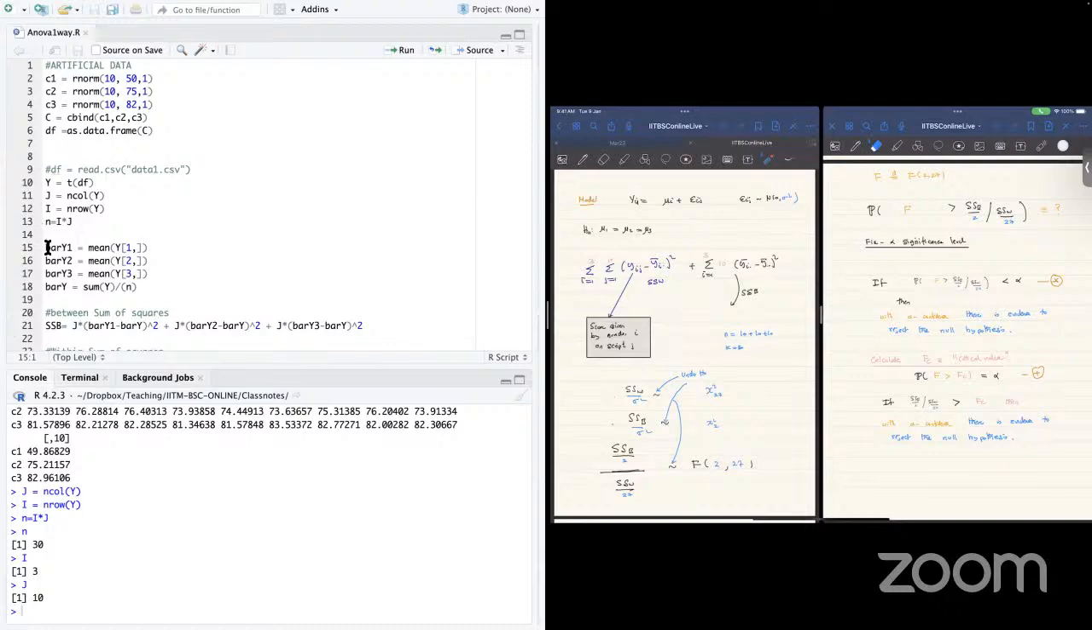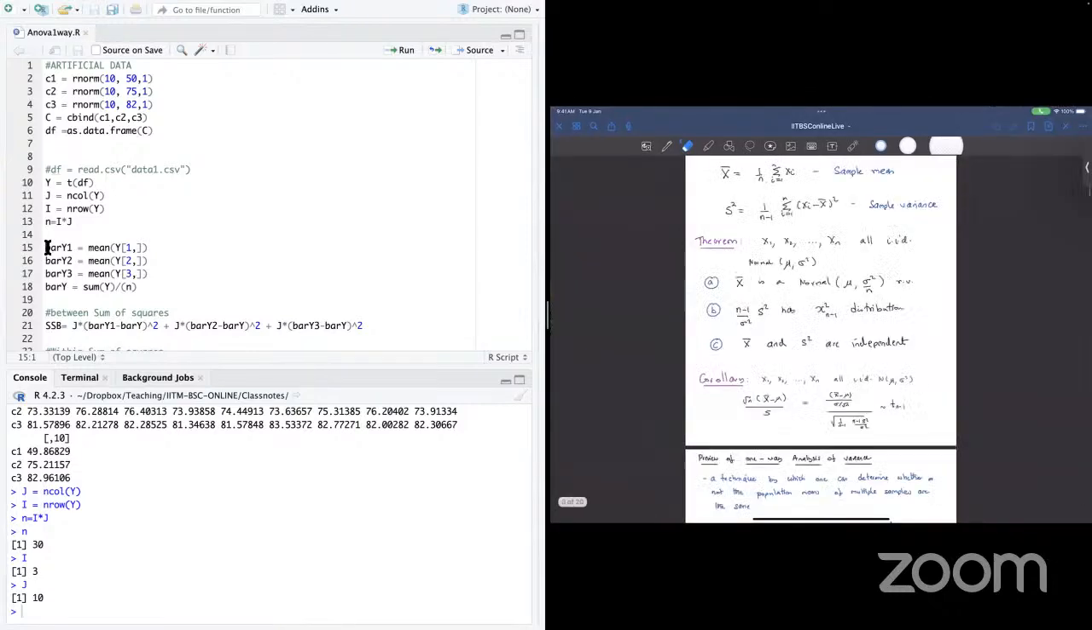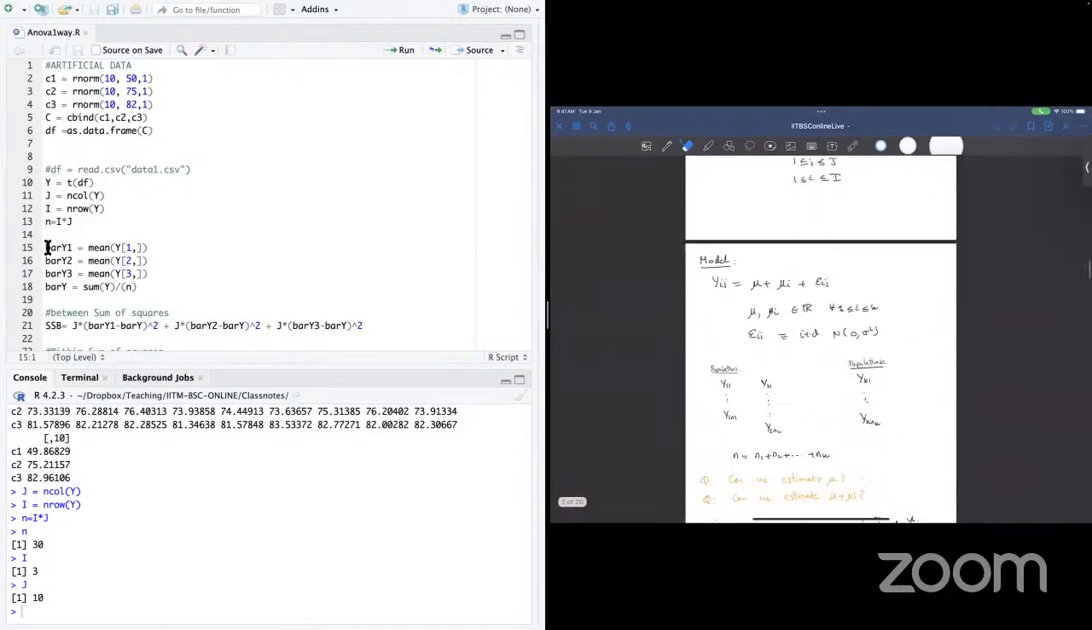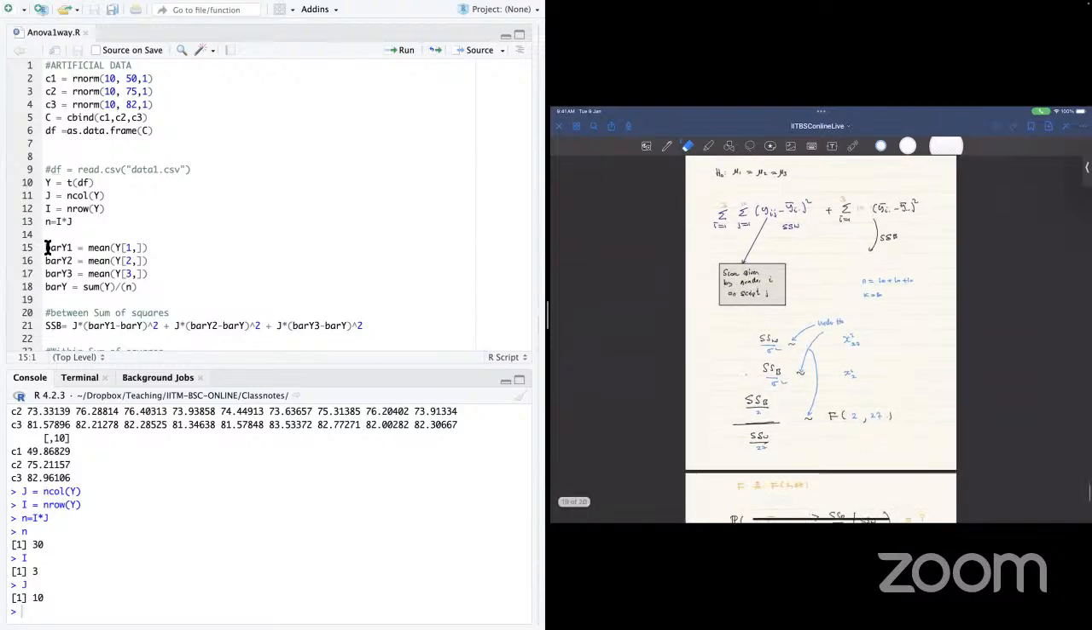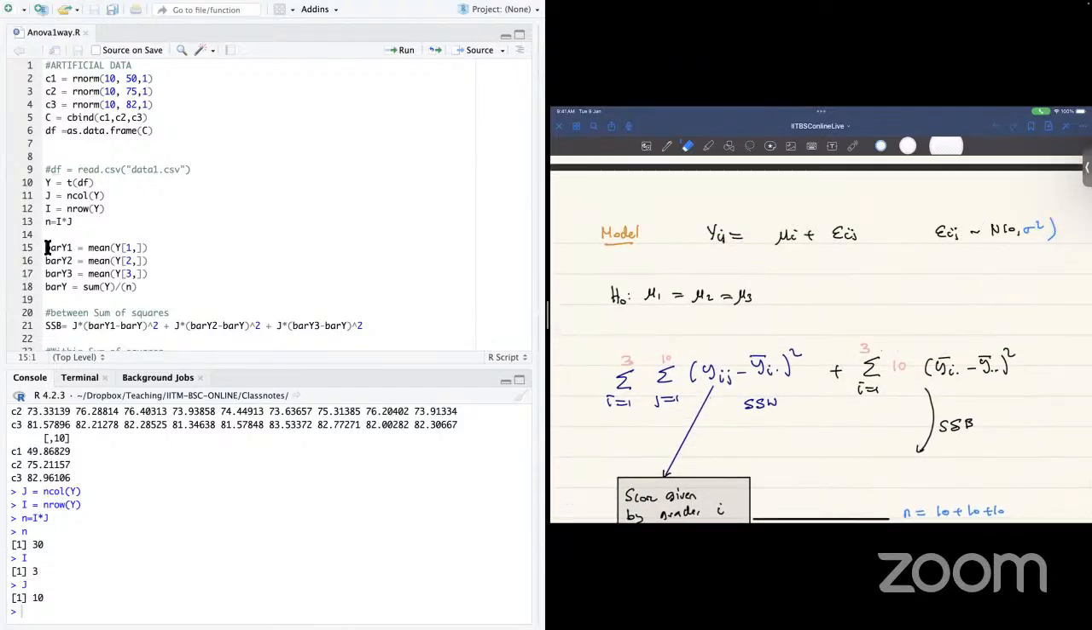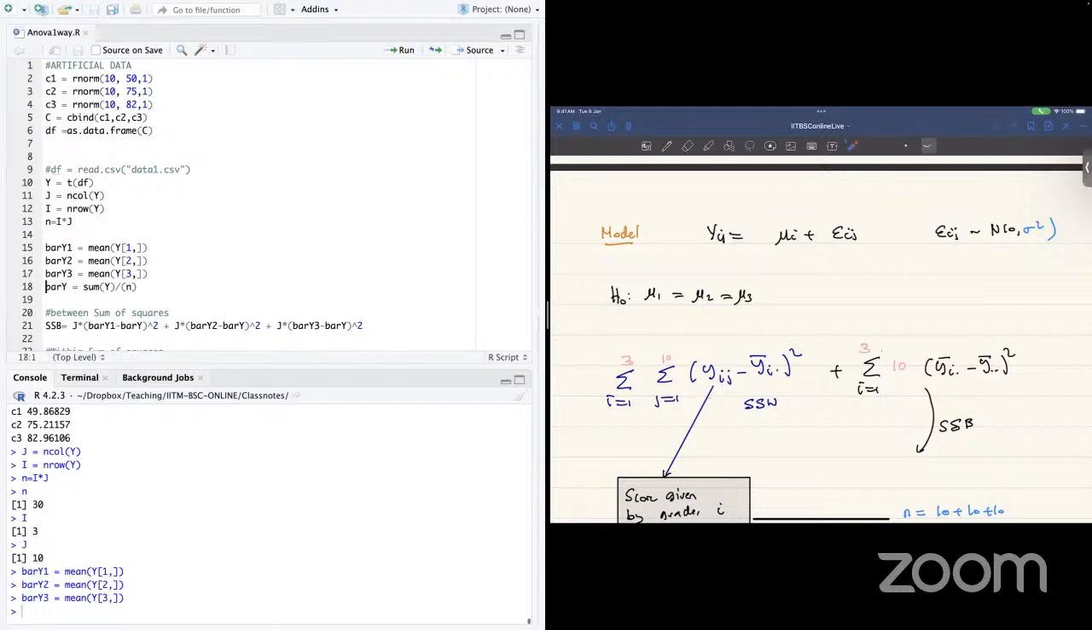Then I compute the within groups mean first. That's what I have to do on this side. I had to compute the yi bars and the total mean, right? So that's what I do here. I do the first mean on the first group, then the second group, and the third group.